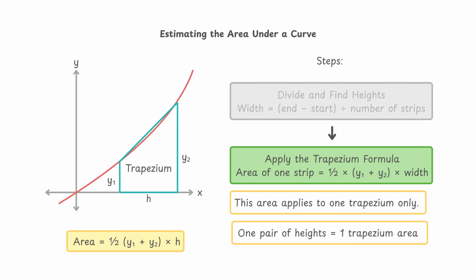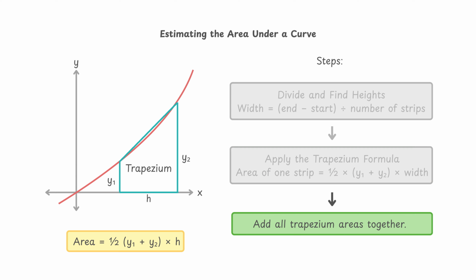So if you have multiple strips, you will calculate multiple trapezium areas. Now step 3, add all trapezium areas together. Once you have calculated the area of each strip, you simply add them all together. This gives you the total estimated area under the curve. And that is the final goal.